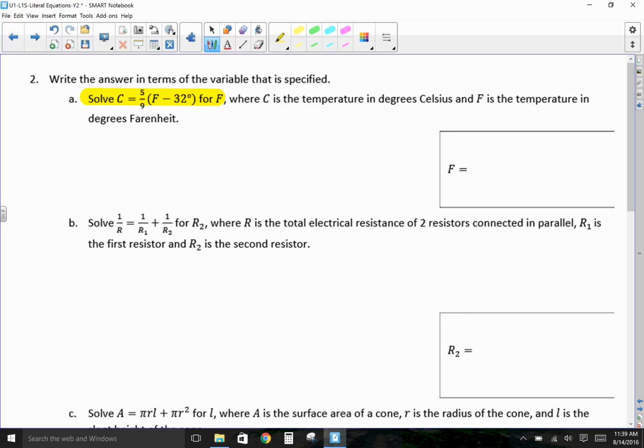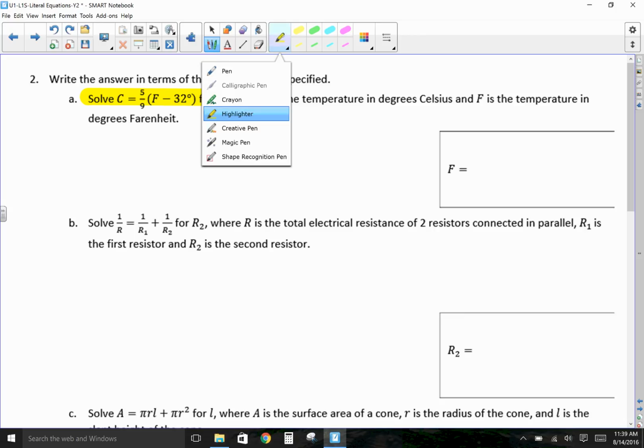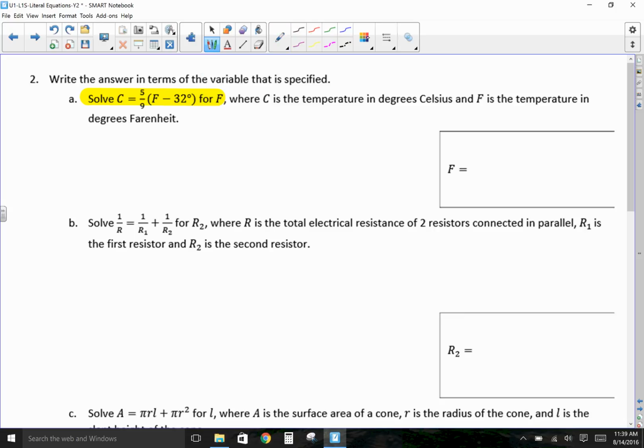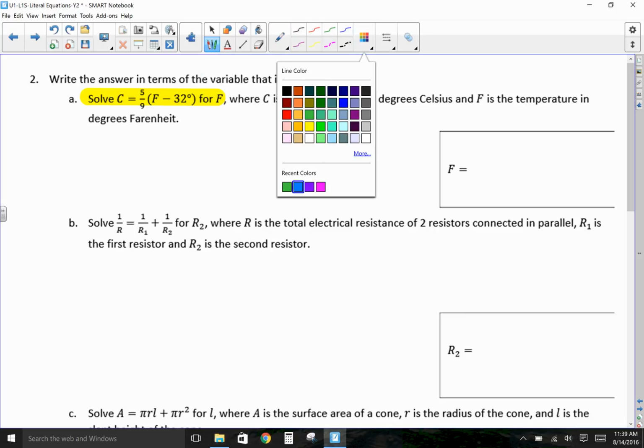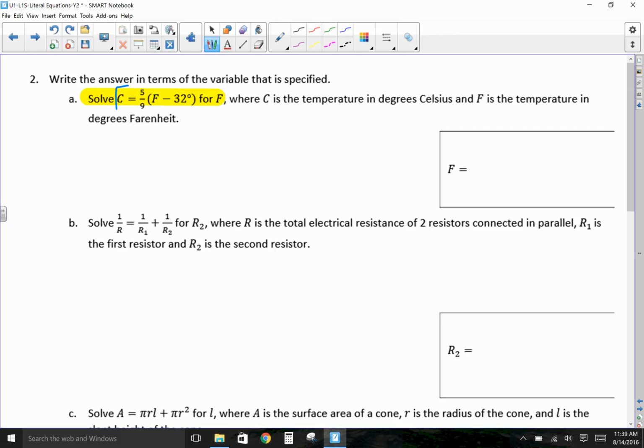So again, I have a 5/9 over there that I'm going to get rid of by multiplying. Oopsie, that's not what I want to do. I got to go back to my pen, then choose that color. Okay, let's try that again. There we go. So I'm going to multiply both sides by 9/5, and that gives me 9/5 C is equal to F minus 32 degrees.